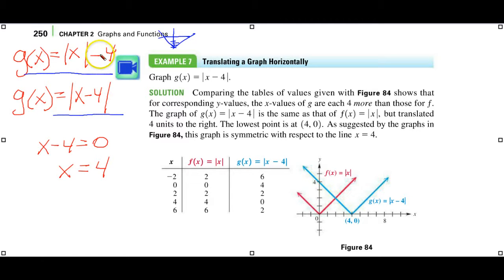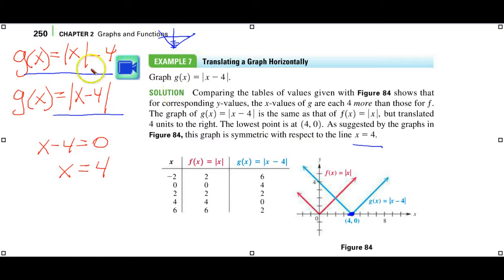Here this was a y-intercept, moving it up or down. Within the absolute sign, it's going to translate it horizontally. And notice this is x minus 4. When we solve it, it becomes x equals 4, and that's where we will put our translation horizontally. Okay? And here they're going over the work in this paragraph.